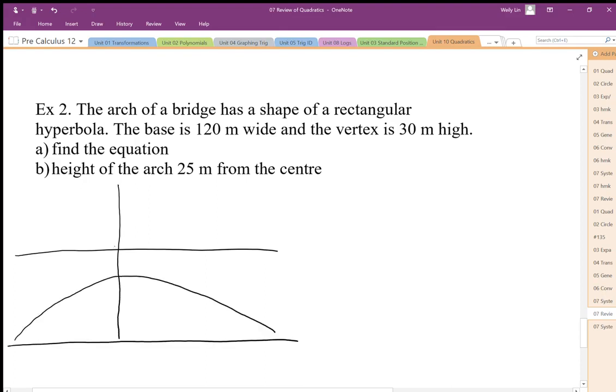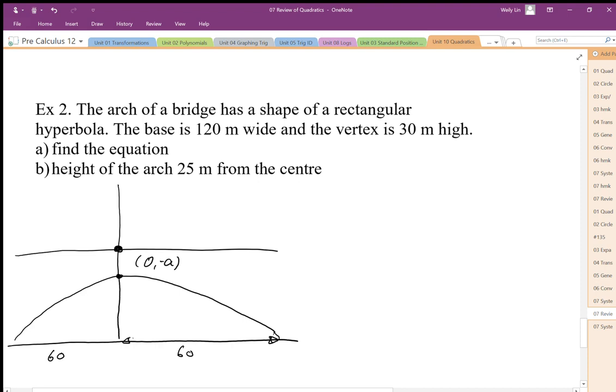I'm going to put my center at 0, 0 here, and so that position is going to be 0, negative a, okay? So that would be the position of that vertex. The question says the base is 120 meters wide, so it's going to be 60 here at the base.